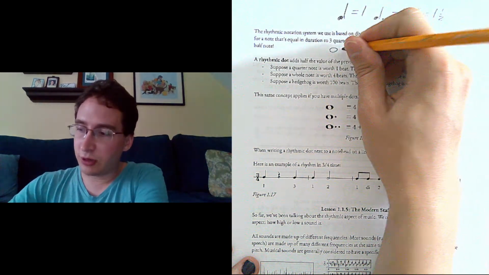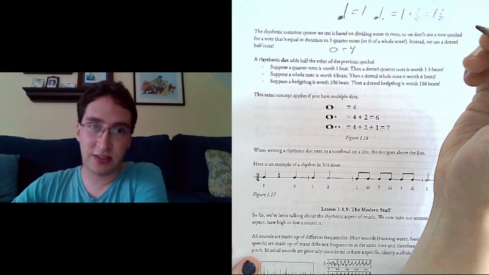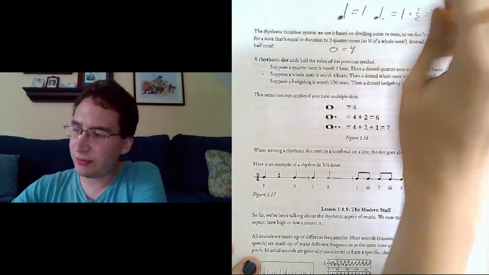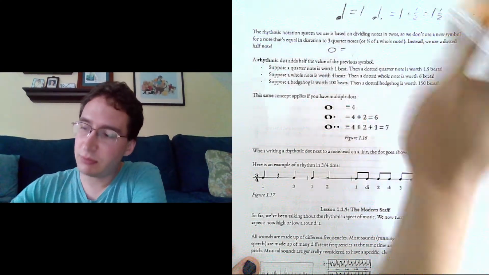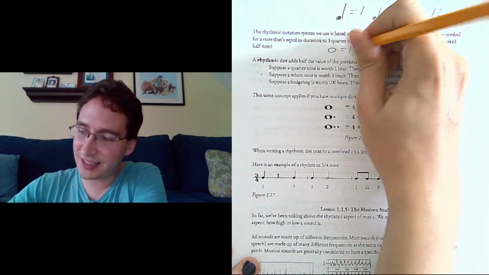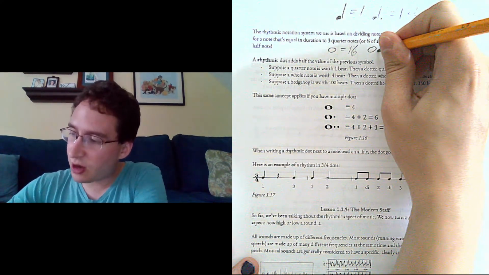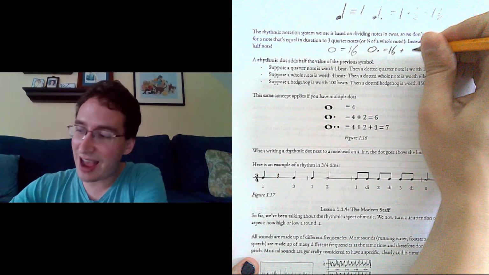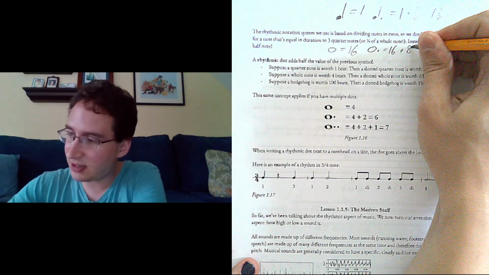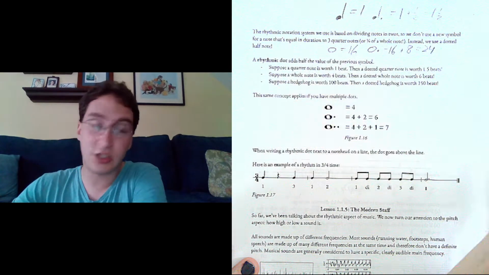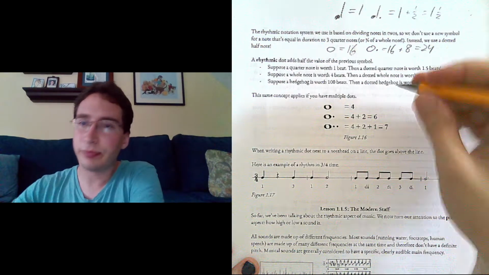Suppose you have a whole note that's worth 4 beats. Whole note isn't always worth 4 beats. In fact, let's make it not worth 4 beats. Let's make the whole note worth 16 beats. It's a whole lot of beats. So if I have a dotted whole note, it's going to be 16 plus half of 16. Half of 16 is 8. So that's 16 plus 8, which is 24 beats.